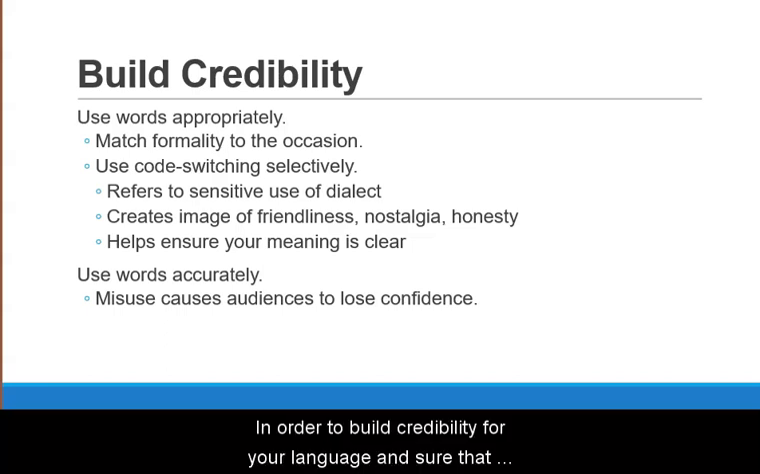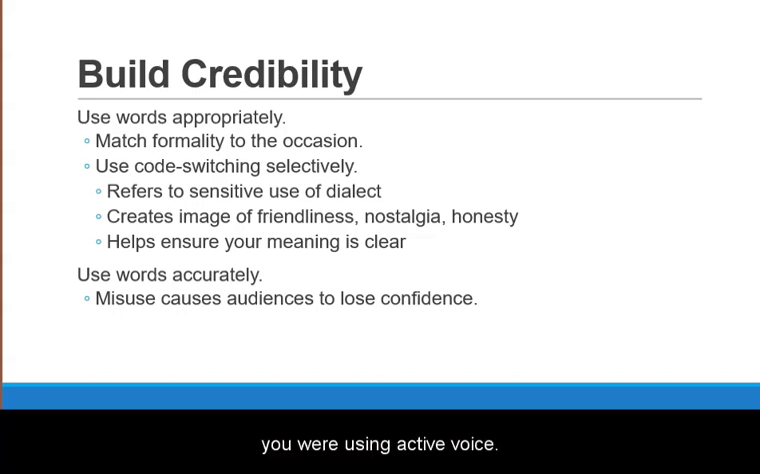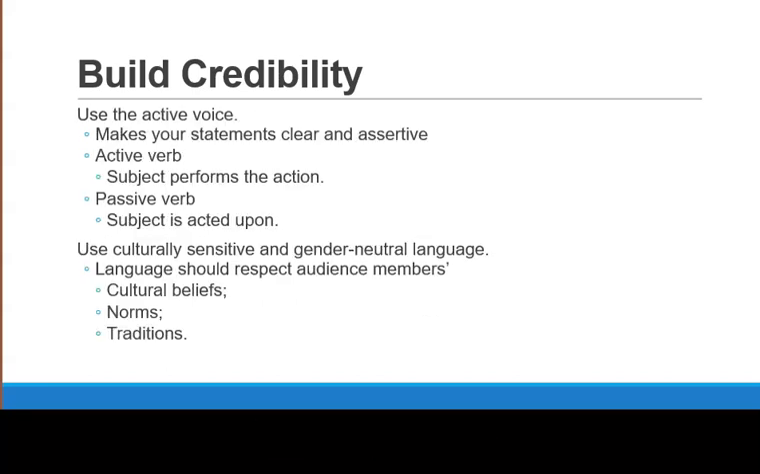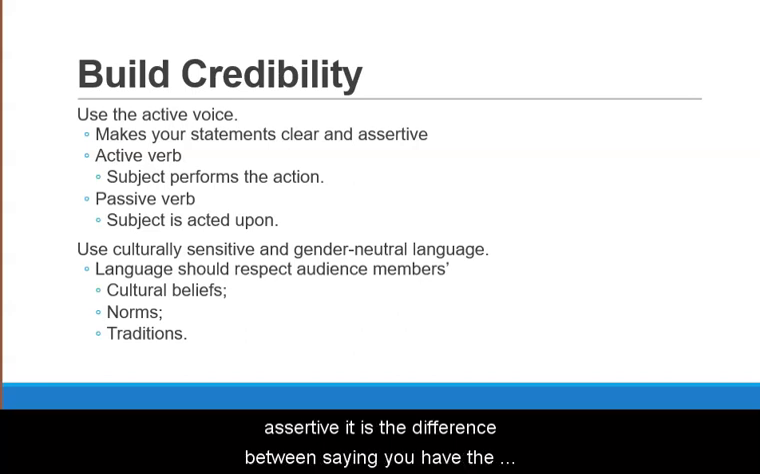In order to build credibility through your language, ensure that you are using active voice. Active voice makes your statements clear and assertive. It is the difference between saying you have the power to make important changes to the world and saying the world needs important changes to be made. Keep in mind that it is always important to use cultural sensitivity and gender-neutral language. Language should respect audience members' cultural beliefs, norms, and traditions.